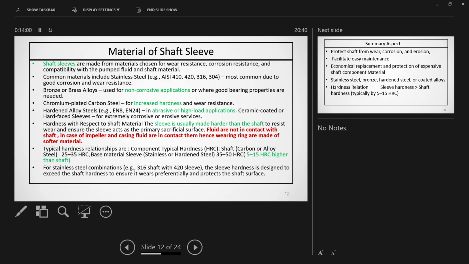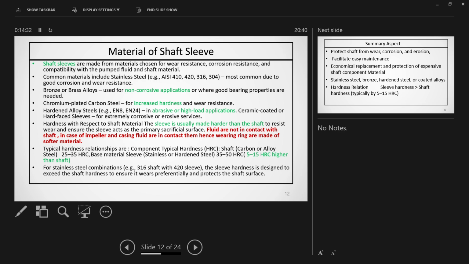For chrome-plated carbon steel, we are using it for hardness and wear resistance. For very high erosive service, extremely corrosive or erosive, we are using EN24. That's why the sleeve should usually be made harder than the shaft, to resist wear and not corrode.